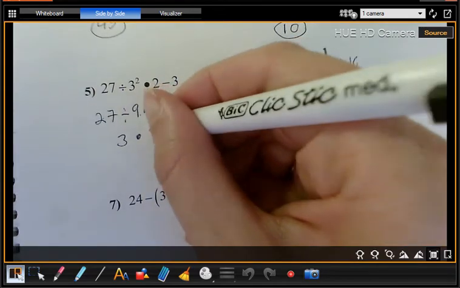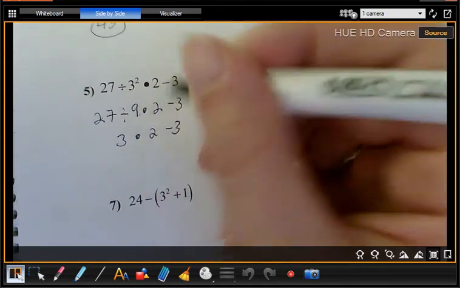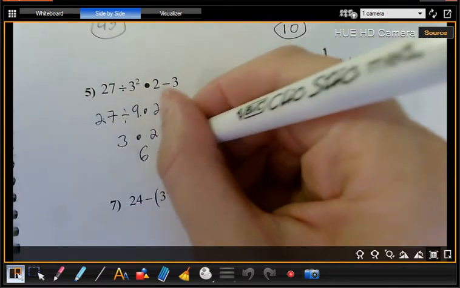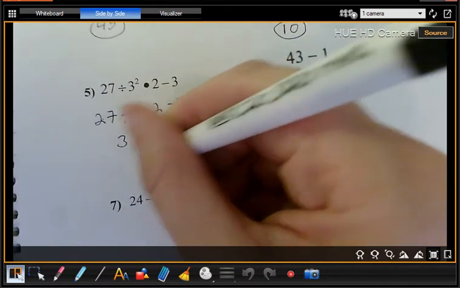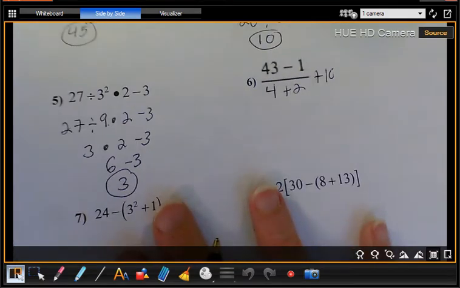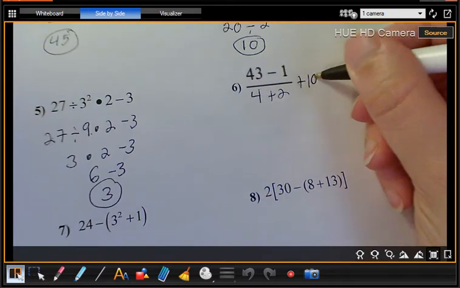Then I'm going to bring down that times 2 and that minus 3. 3 times 2 is 6. And then 6 minus 3 is 3. And that's it.